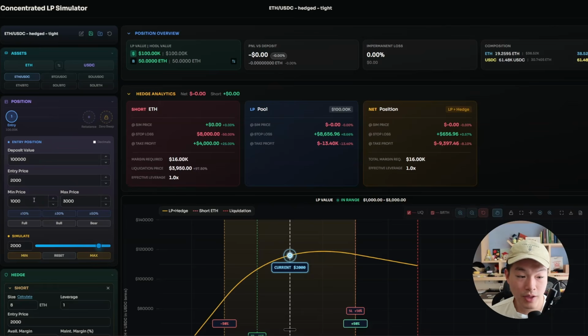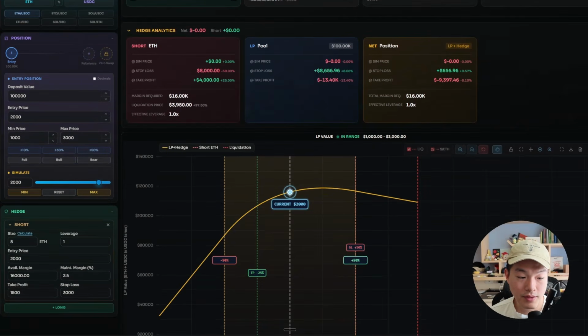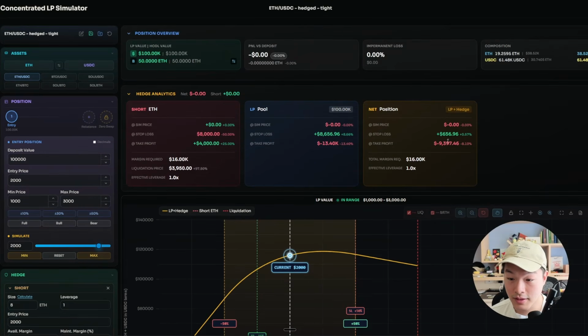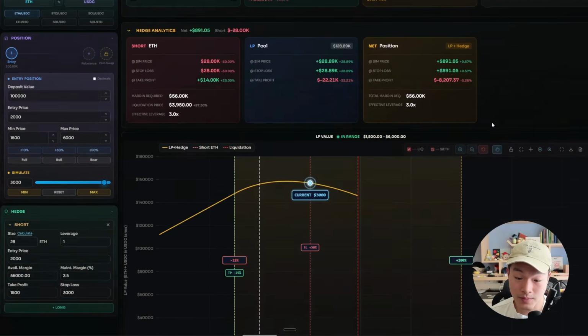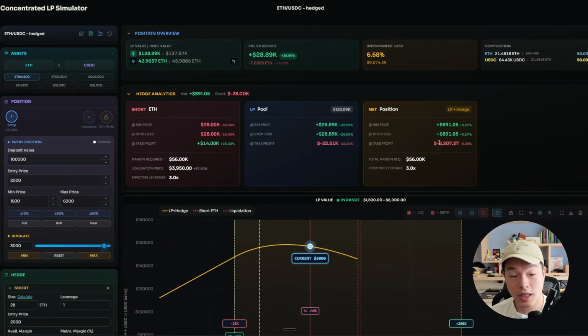So this is the tighter one from 1,000 to 3,000, right? We only have a short hedge of about 8 ETH. And again, at take profit $1,500, you can see this 9,300 something dollars loss here versus this 8,200 something dollars, right? And maybe you still don't want to take that much losses.